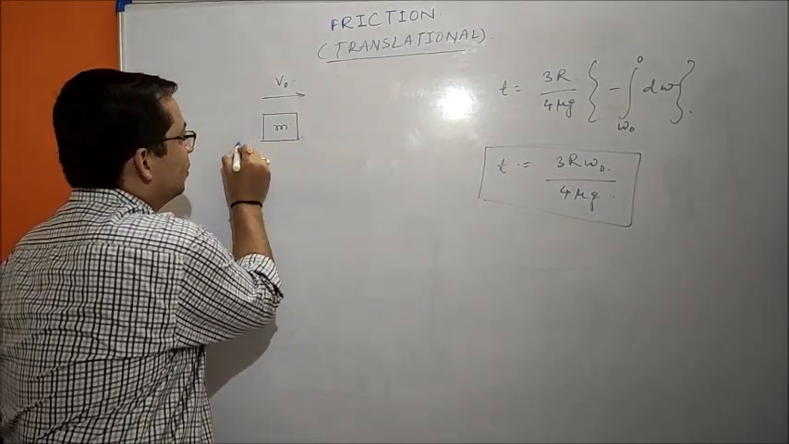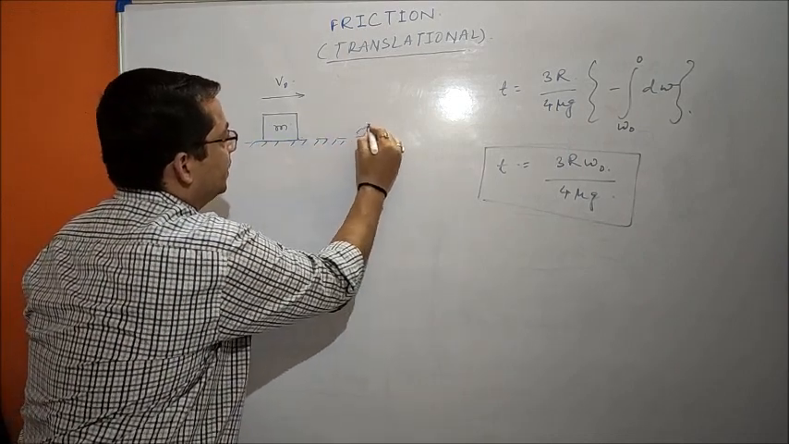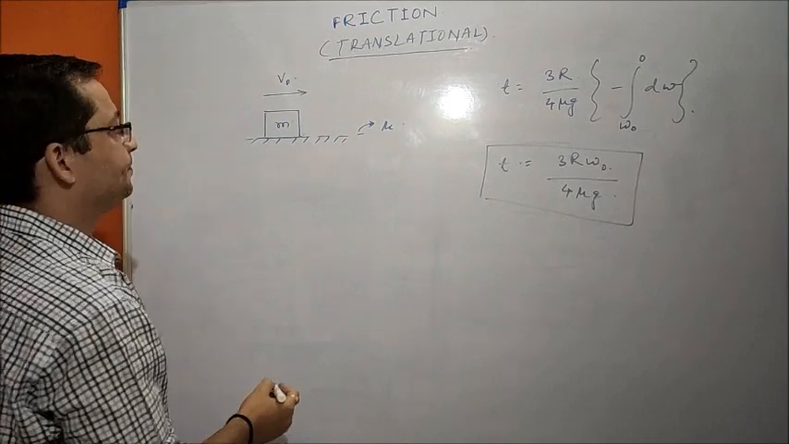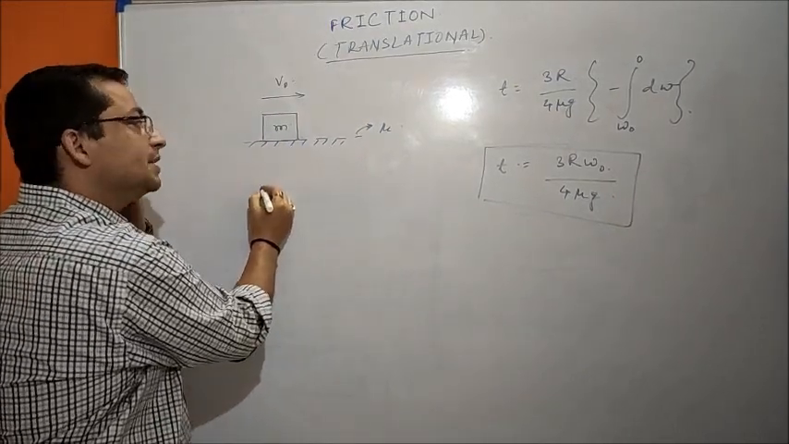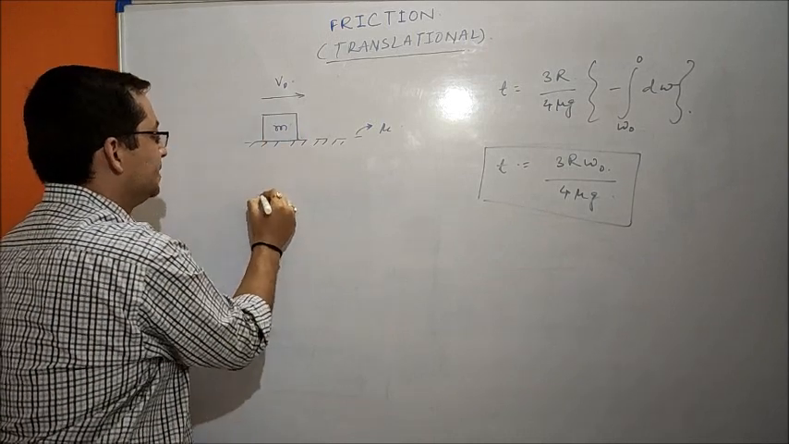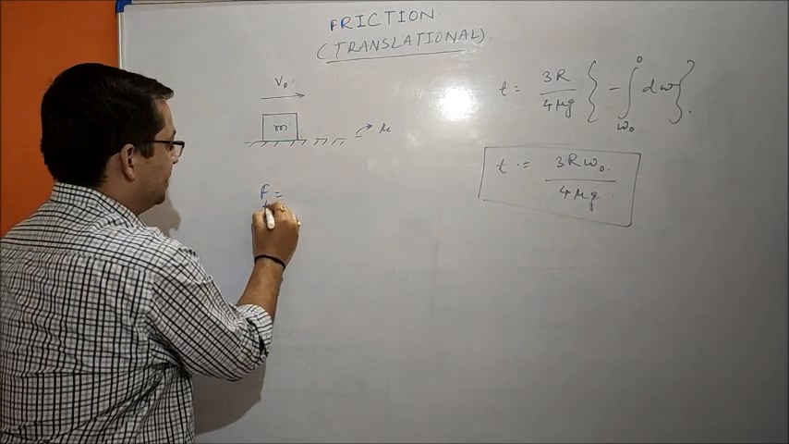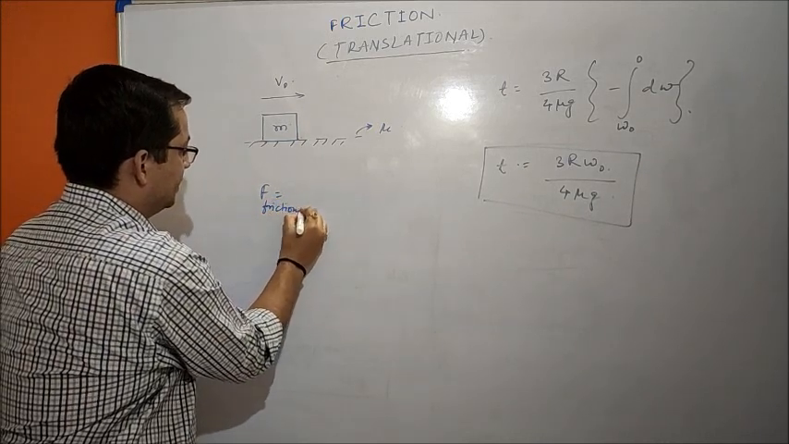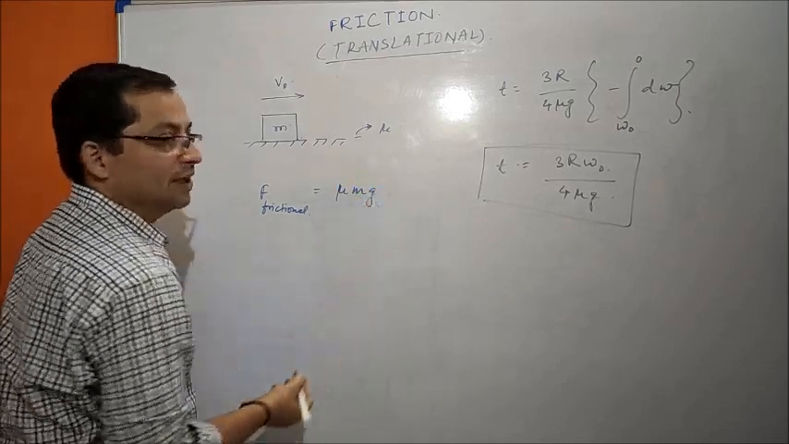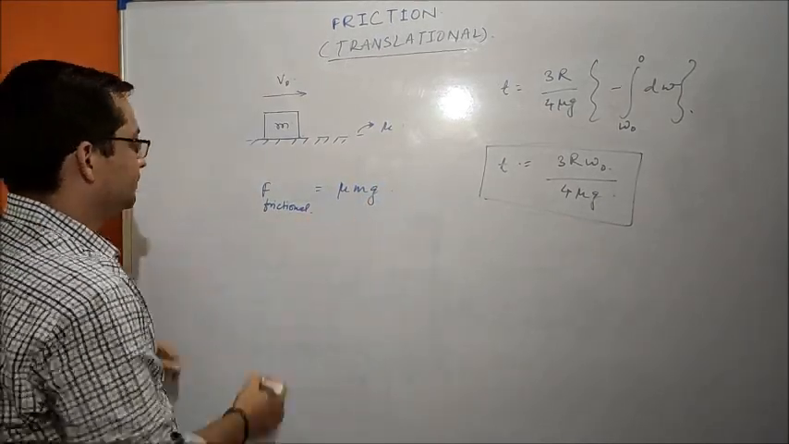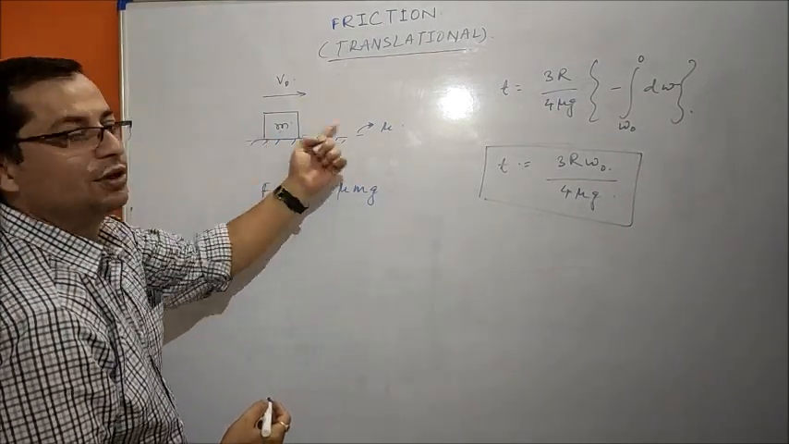So if you keep it gently on a rough horizontal surface and let the coefficient of friction be mu, right? So first of all, we would like to determine the frictional force experienced by this mass. So that frictional force, F frictional is equal to mu times mg, you know that, right? So this is mu mg. Also this frictional force is causing this object to retard, right? So this is finally going to stop.